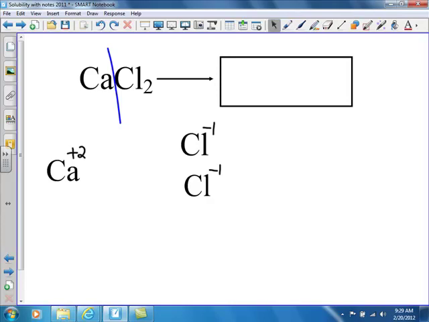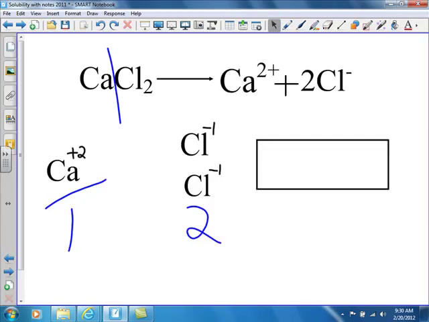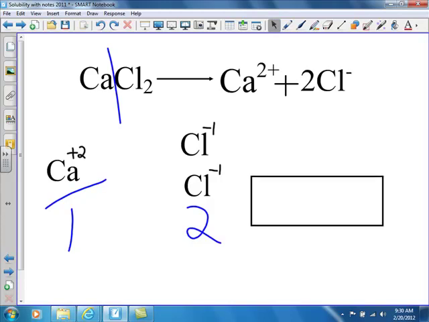So what we do when we write this ionic equation is I have 1 calcium and I have 2 chlorines that break apart. So this particular ionic equation is written like this: Ca2+ plus 2 Cl-. And that all goes back to the fact that we have to have a balanced equation.